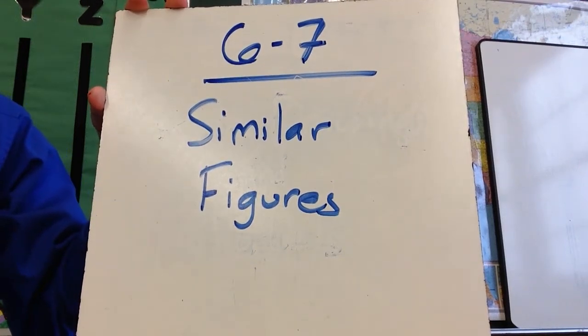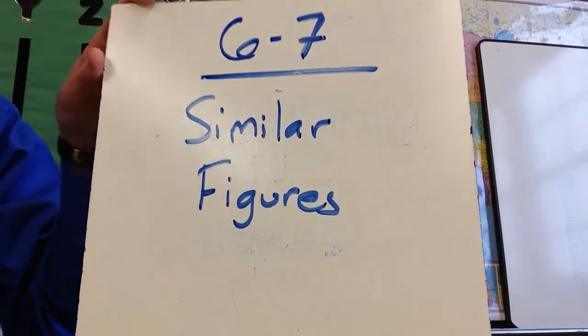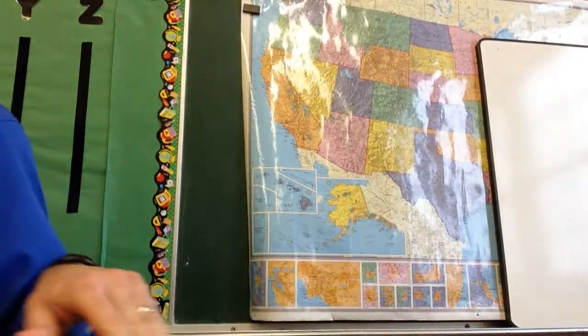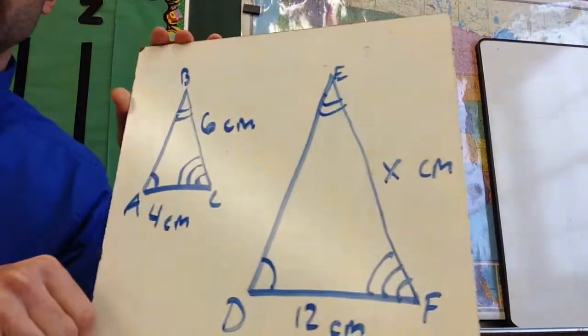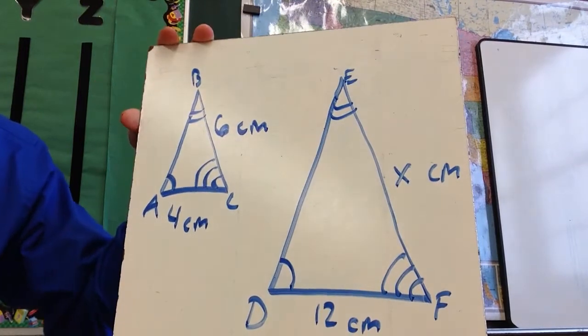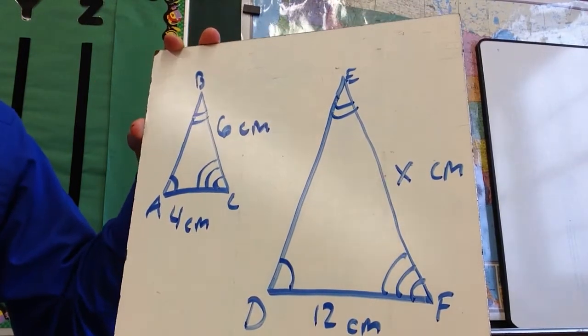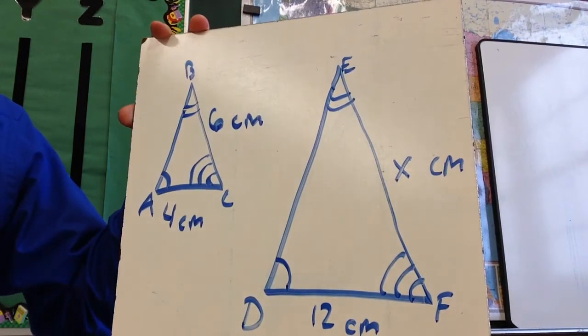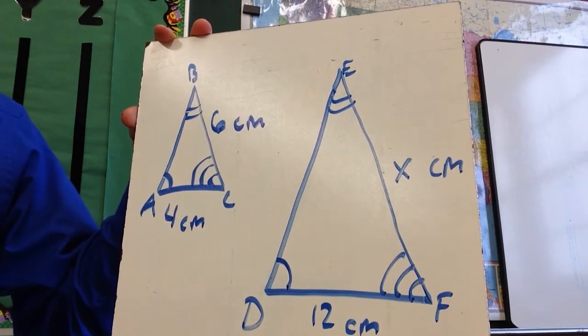This video will discuss chapter 6-7, similar figures. So what we're going to talk about today is what happens when two shapes are similar and how we can determine the length of sides using this idea.